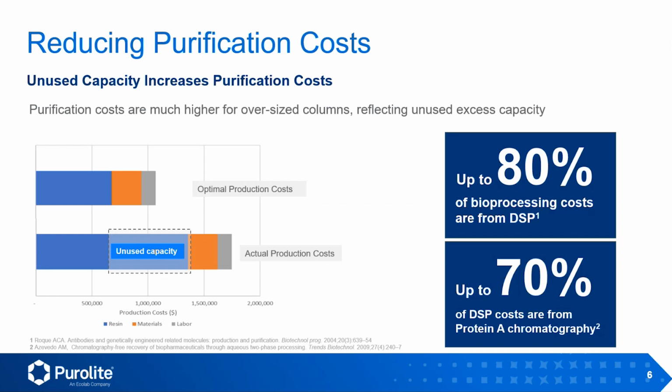The reason that we're looking at this, in the context of Protein A chromatography, is due to the high costs. Traditionally, up to 80% of bioprocessing costs are from downstream processing. And up to 70% of downstream processing costs come from the chromatography step, the Protein A chromatography step, particularly at phase 1 and 2 clinical trials. It's not as bad at pre-commercial scale, but it certainly is at earlier trials.